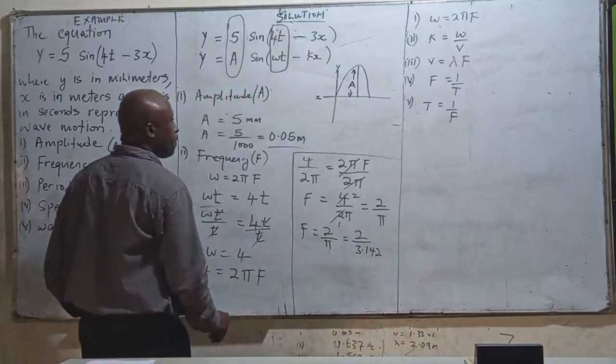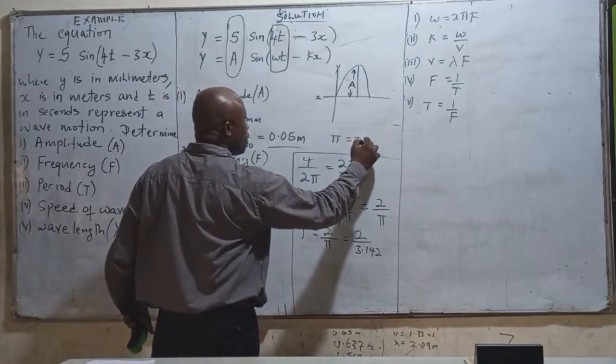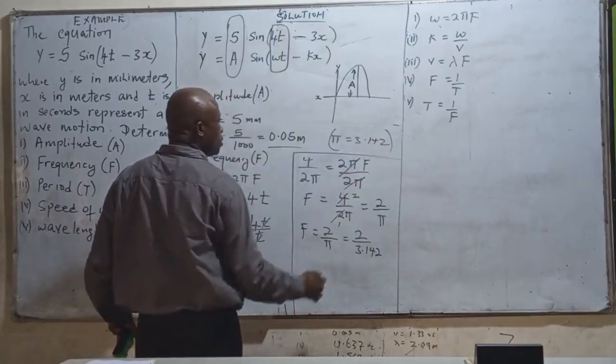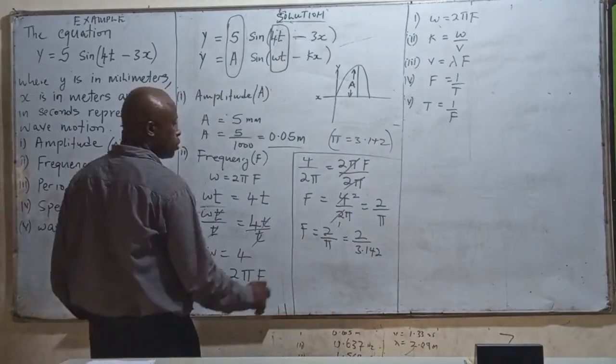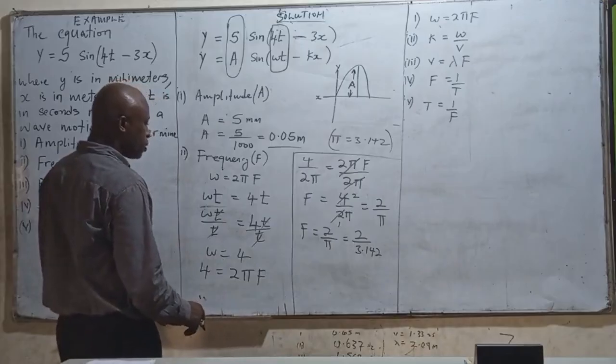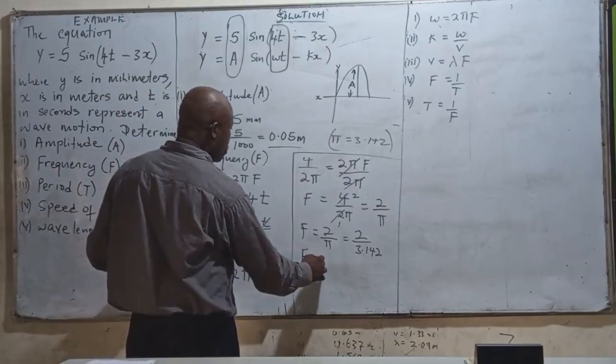So f is equal to 2 over pi, which is 2 over 3.142. Remember, pi is a mathematical constant equal to 3.142. So 2 divided by 3.142 gives us 0.637. So our f is equal to what?